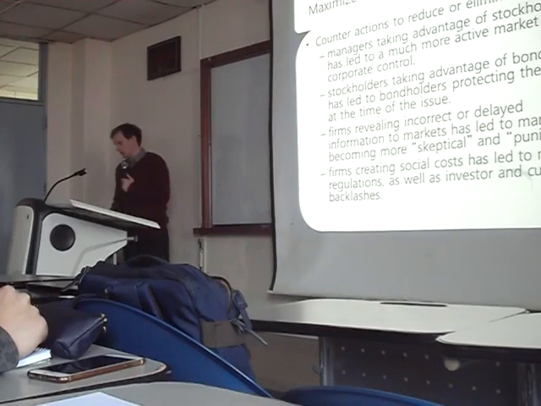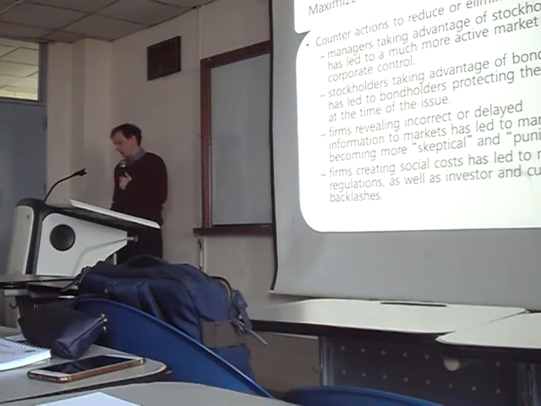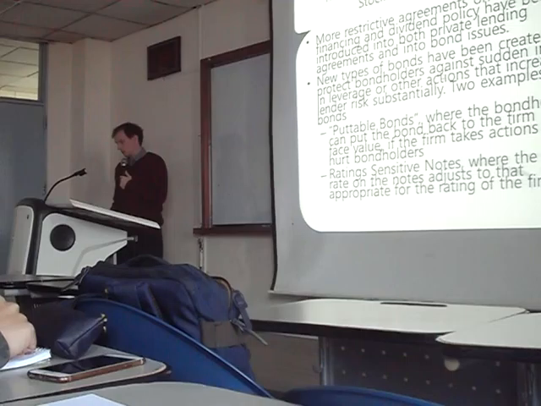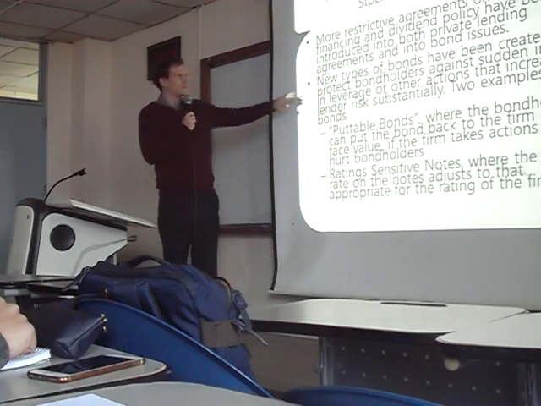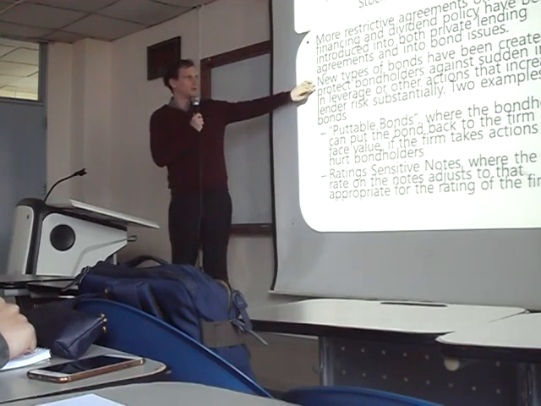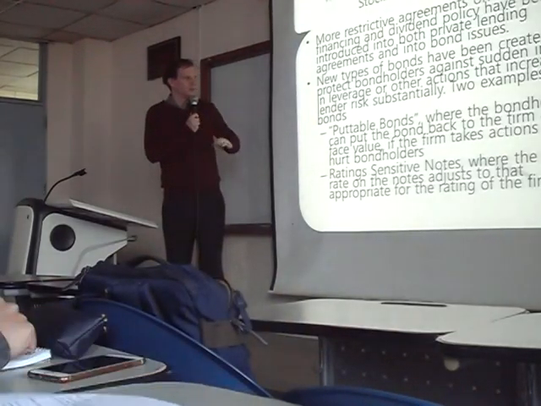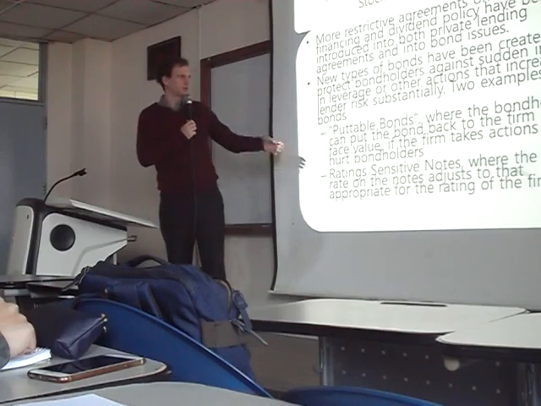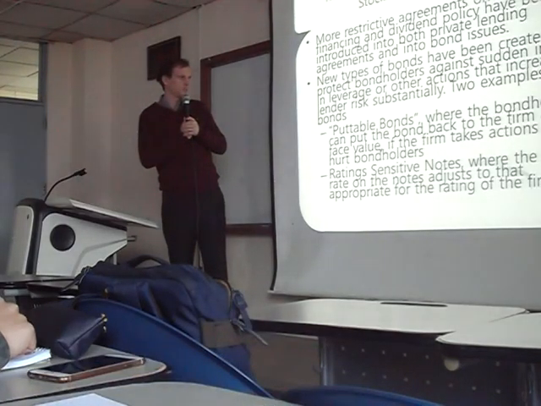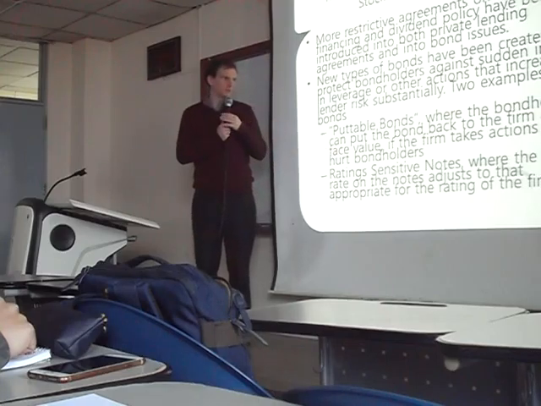So we mentioned here that these days we have more activist investors, okay? Markets are punishing firms who are giving false information, so it's getting a bit better. Bondholders can make some kind of covenant or agreement, okay? We can make a new type of bond. An example is a putable bond. This means that the bondholder can put the bond back to the firm and get face value if the firm takes actions that hurt bondholders.